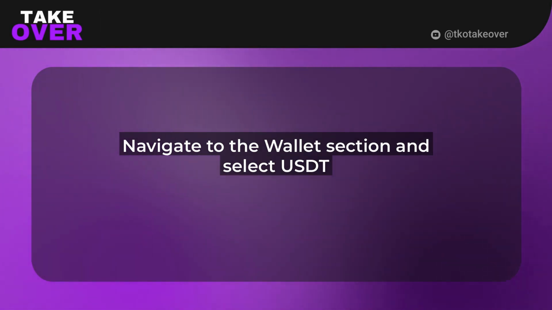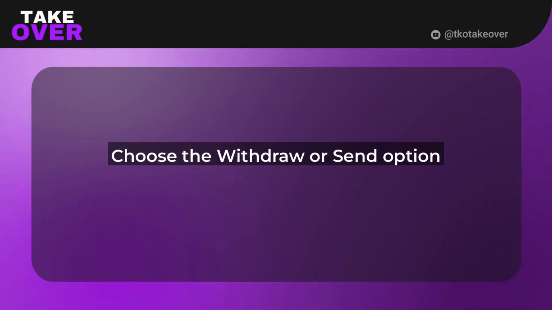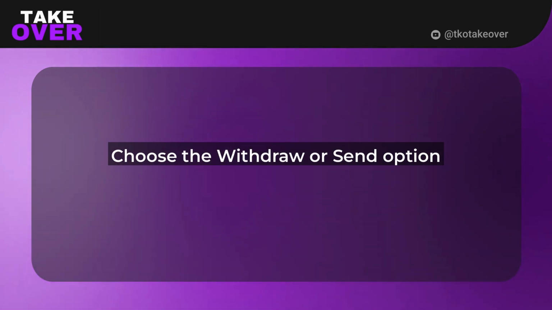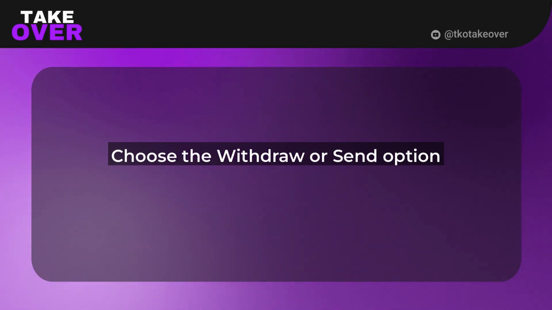Let's jump right in. Step 1. Log into your Binance account. Head over to the website or app and enter your credentials. Once you're in, navigate to the Wallet section. Here, you'll see all your assets. Find USDT and select it. Now, look for the Withdraw or Send option.